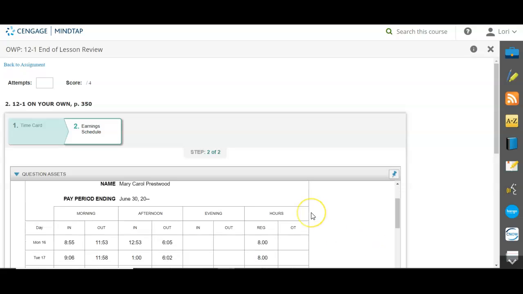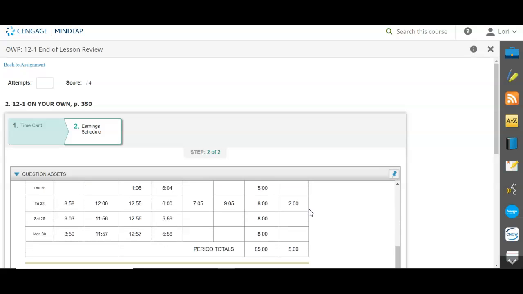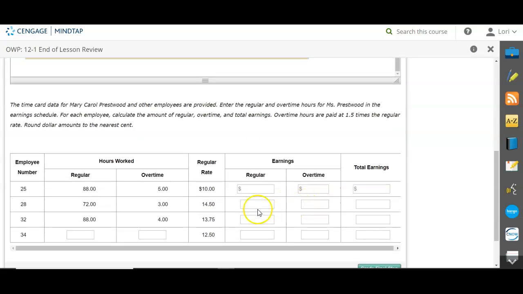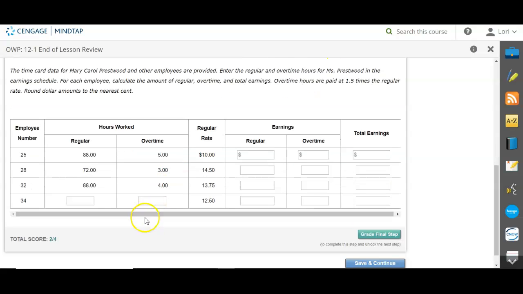The next step we're going to do is take Mary's time card and put it into this chart. We're just going to transfer the information. And there are 3 other employees, number 25, 28, and 32. Mary is number 34. So we're just going to scroll up. I guess I'm going to have to flip my screen a lot. So she worked 35 regular hours. She worked 5 hours of overtime.